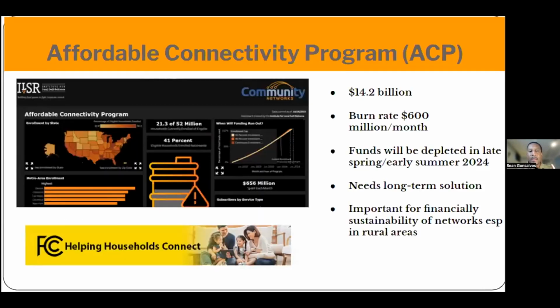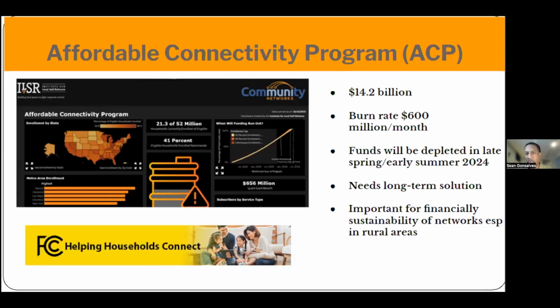Now, before we talk a little bit about wireless technology, I wanted to say a little something about the Affordable Connectivity Program, which is also part of the infrastructure law, and is the program that provides a $30 a month discount to low-income eligible households. Congress funded it at $14.2 billion. Right now about 40% of eligible households are enrolled and receiving the benefit. At that rate, we're going through that money at about $600 million a month.